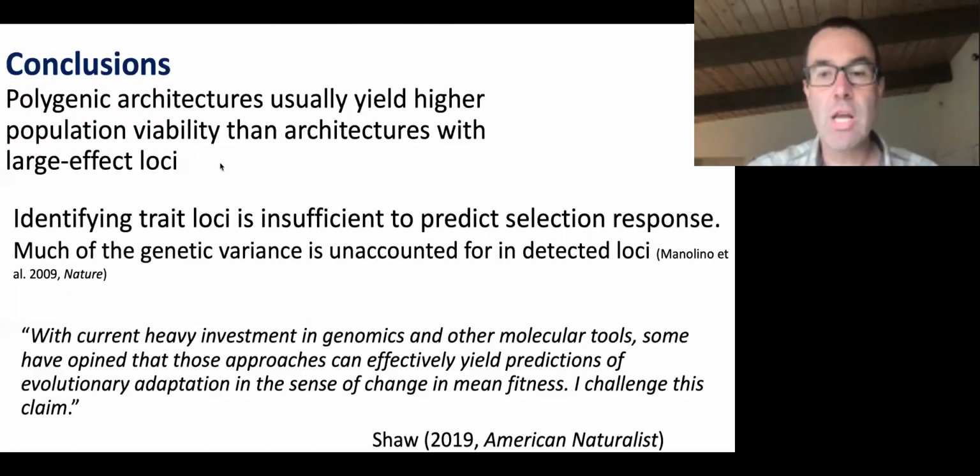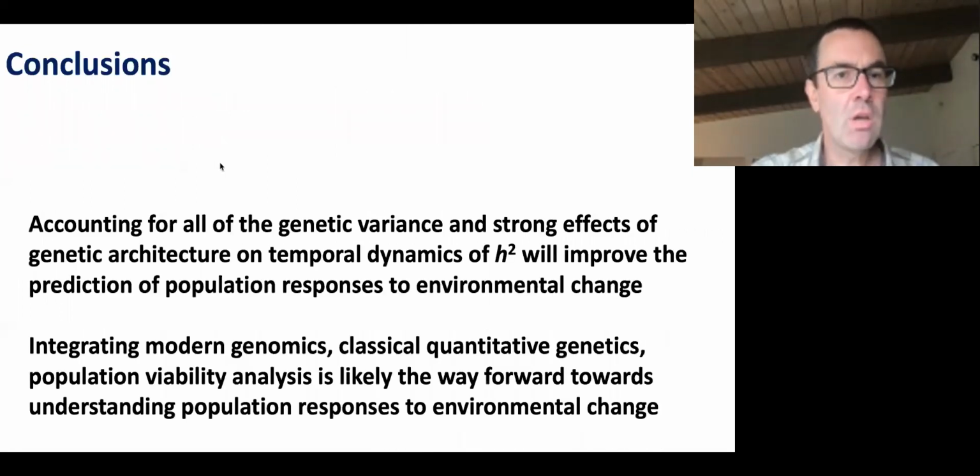And she went on to suggest that purely classical quantitative genetic approaches will be more efficient at predicting adaptation to things like environmental change than purely genomic approaches. However, I think our results also challenge that idea. Our results suggest that accounting for all of the genetic variants, including that portion of the genetic variants that we can't detect in association analyses, is really important.